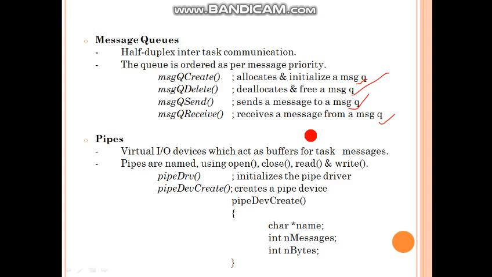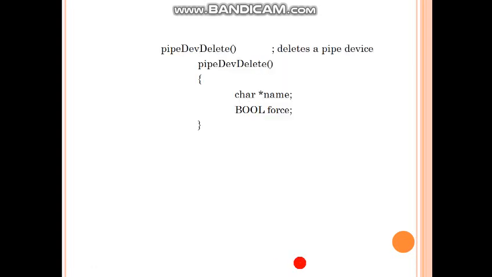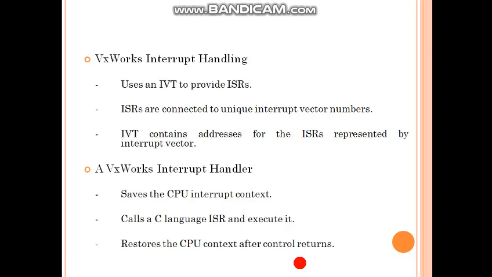pipeDevCreate creates a pipe device. It takes a character name, an integer, and a message size, an integer, and byte also. Along with that, it has pipeDevDelete, which deletes the pipe device. pipeDevDelete takes a character name and a force flag.